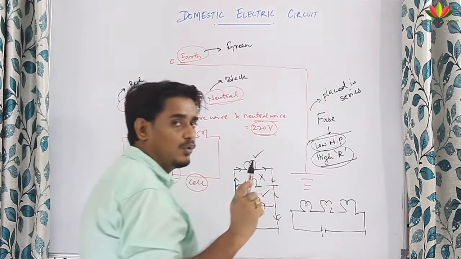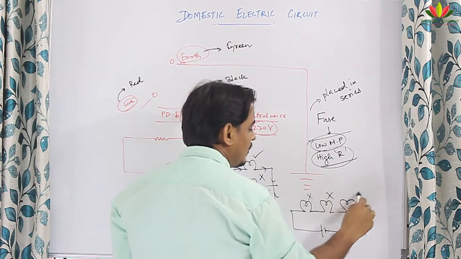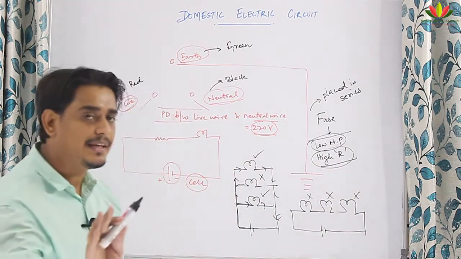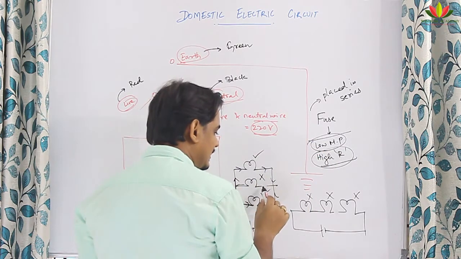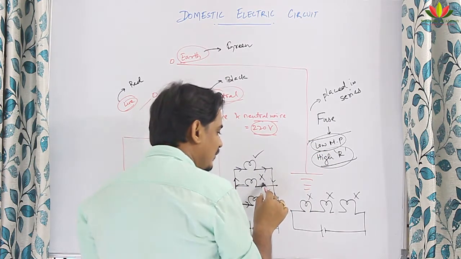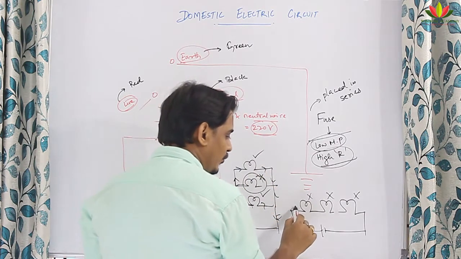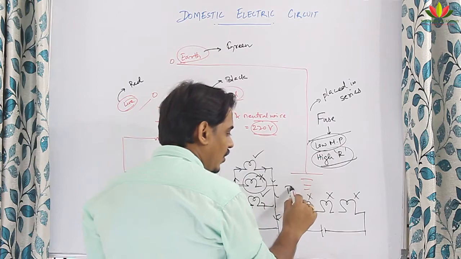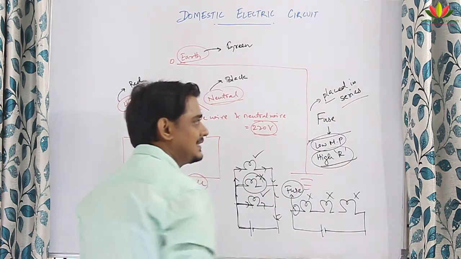For the current to flow, the circuit must be complete. If the circuit itself gets broken, none of the bulbs will glow. Same thing applies for a fuse. If you put the fuse in parallel, suppose I put the fuse here, then it can save only this particular branch. Other 2 branches will be unsafe. But if you put the fuse here, then all these 3 bulbs will be safe. So always the fuse should be placed in series.